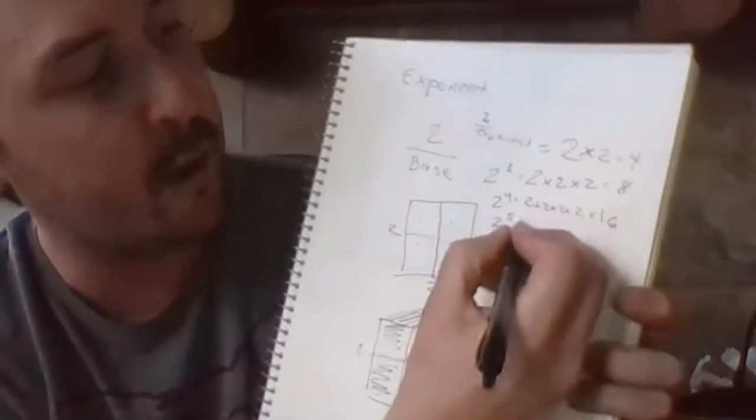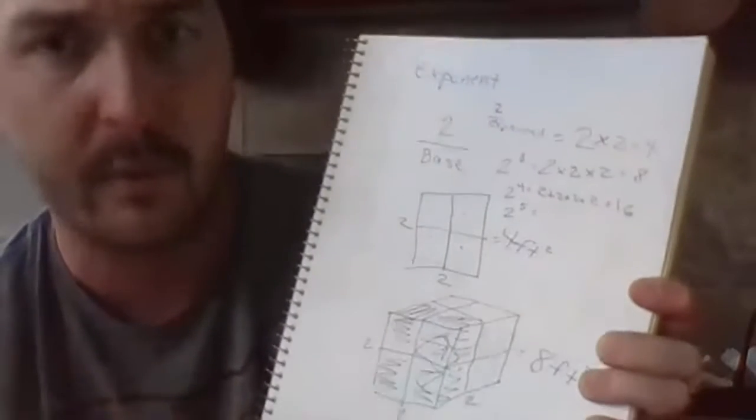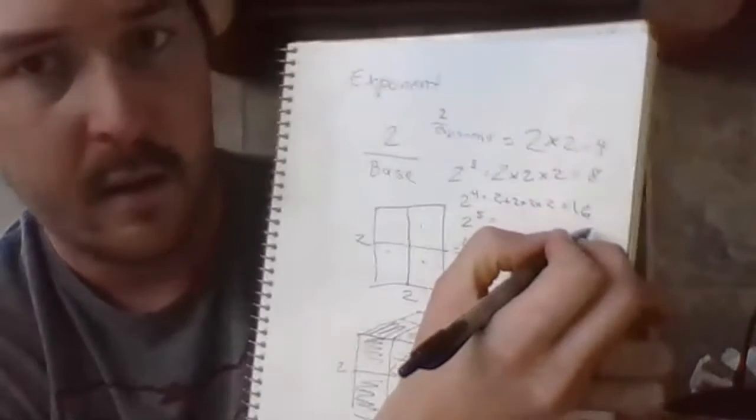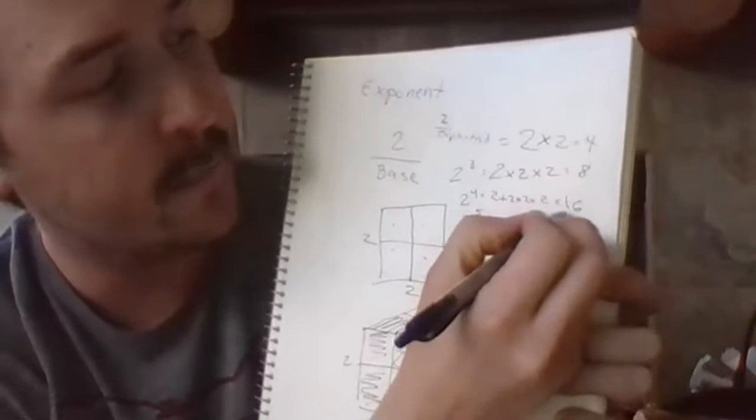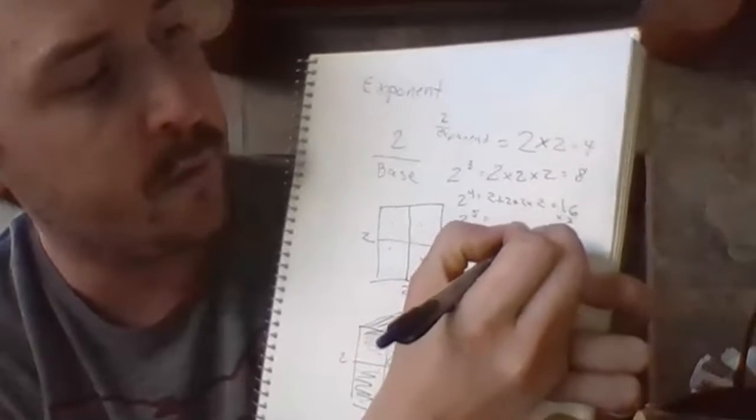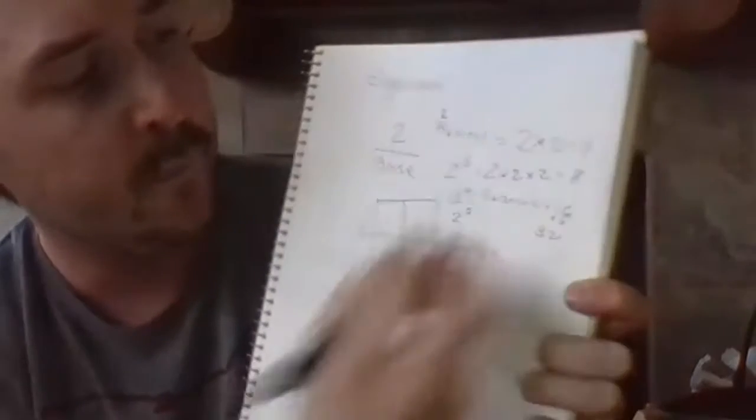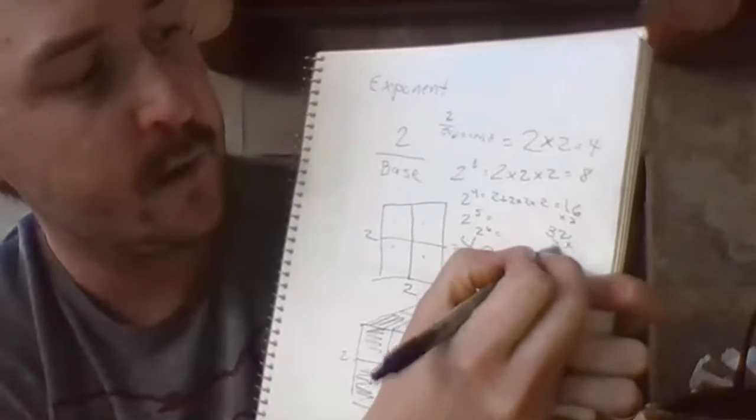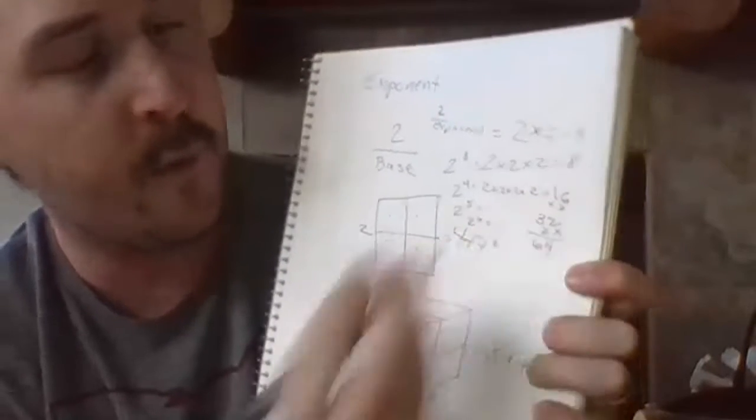So for 2 to the 5th power, we don't have to do 2 times 2 times 2 times 2 times 2. We can just do our previous 2 to the 4th power times 2, and we end up with 32. So then 2 to the 6th power is going to be 32 times 2, which is 64, and so on and so forth, okay?